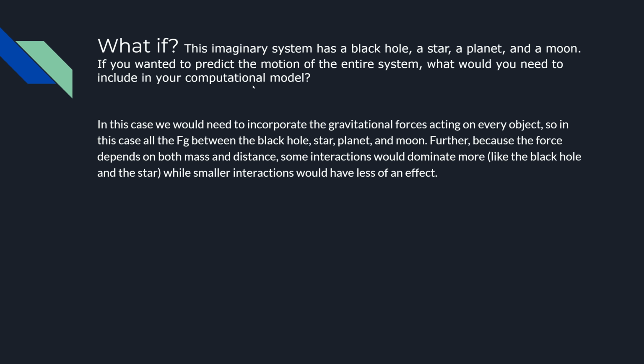And finally, our what-if question. This imaginary system has a black hole. What if it has a black hole, a star, a planet, and a moon? If you wanted to predict the motion of the entire system, what would you need to include in your computational model? In this case, we would need to incorporate the gravitational forces acting on every object, and we have to look at every single one: all the forces between the black hole, star, planet, and moon. That's how we would get our FNet.